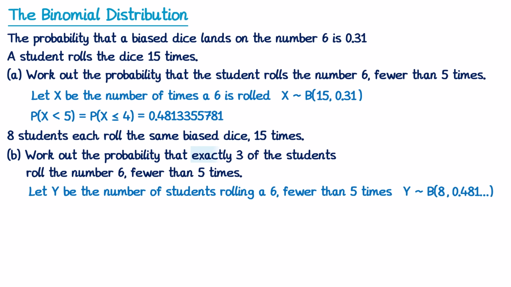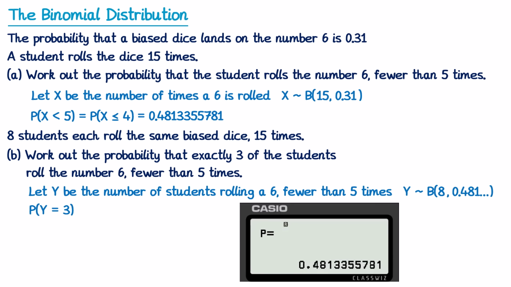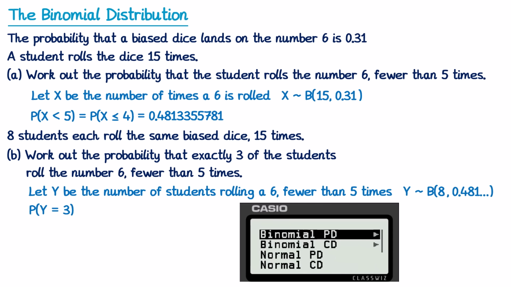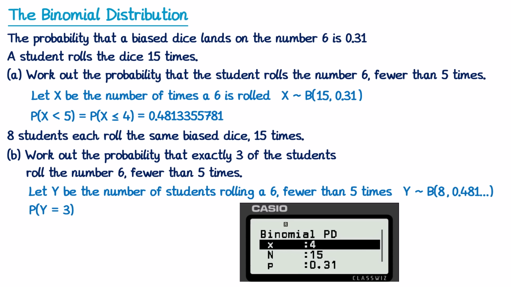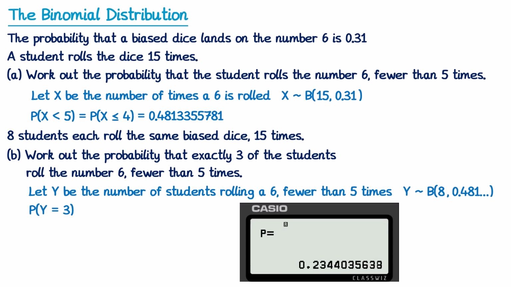So since we want to work out the probability that exactly 3 of these 8 students roll the number 6 fewer than 5 times, we want the probability that y is equal to 3. So let's take our calculator and we need to go into Binomial PD, and we're going to need to change our distribution. So x is 3, we want the value to be equal to 3. N is no longer 15, it's 8 for the 8 students, and our success probability is actually on the answer button still. So if we press answer, we get that number 0.4813 and so on, and if we execute, we get this answer here.